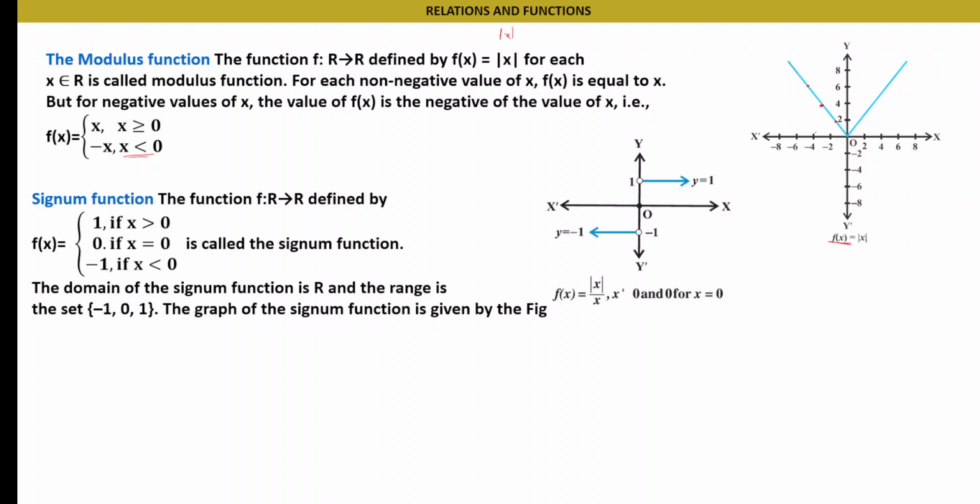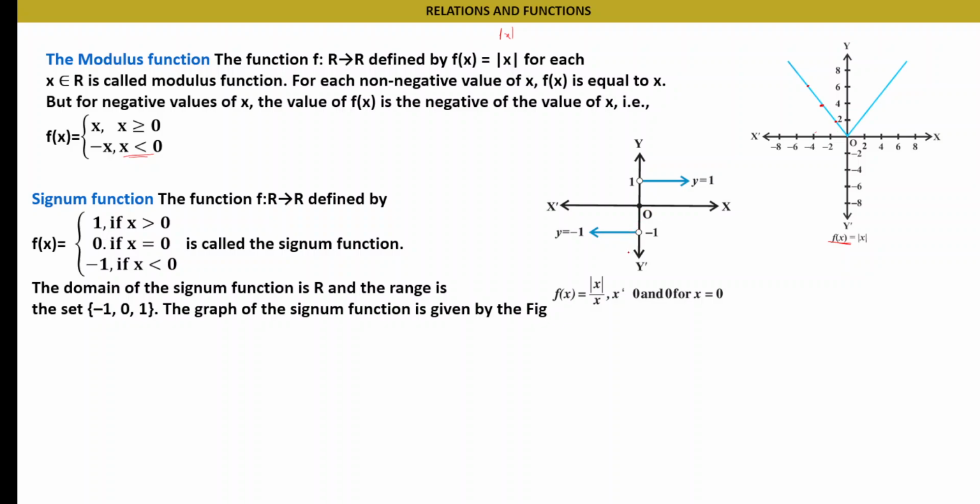Signum function. The function f: R → R defined by f(x) = 1 if x is greater than 0, equal to 0 if x is equal to 0, and equal to −1 if x is less than 0 is called a signum function. So for all negative values it will come as −1, for all positive values it will come as 1, and for 0 only it will be 0. So this is the signum function.